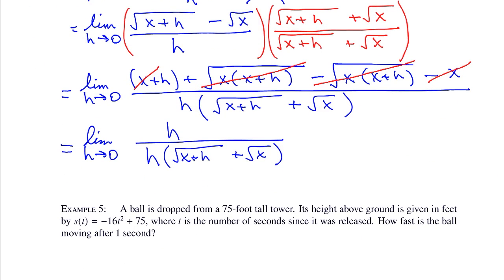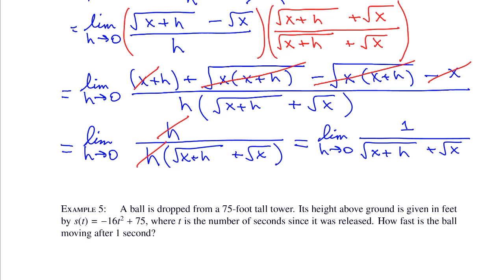What cancels? The h is canceled, like so. And so this is equal to the limit as h goes to 0 of 1 over the square root of x plus h plus the square root of x. Now we still have an h in the denominator, but it is being added to the x. So as h goes to 0, we do not get a 0 factor. So we can go ahead and run the limit through here.